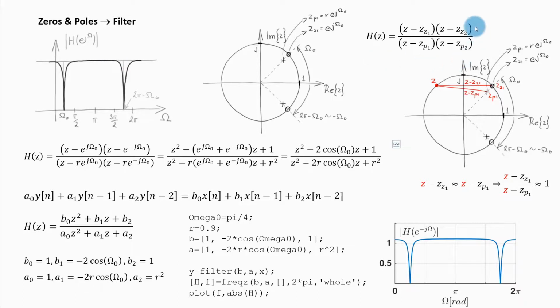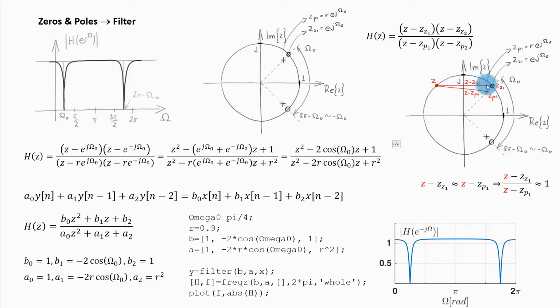Here you have it a little bit more mathematically. The transfer function with these zeros and poles will look like this. This zero will be here, this pole will be here, this zero will be here, and this pole will be here.